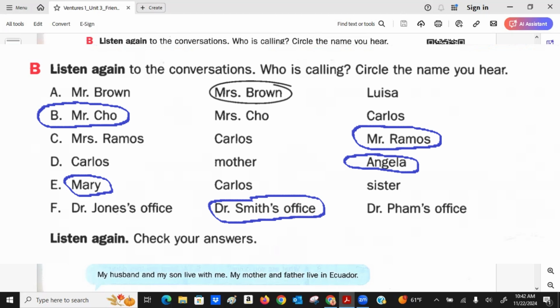Conversation D, that's Angela. So you can hear this is Angela, right, in the conversation. Then on conversation E, that's Mary. Mary is the person who is calling. And finally, for conversation F, that's Dr. Smith's office. They are the ones doing the phone call.